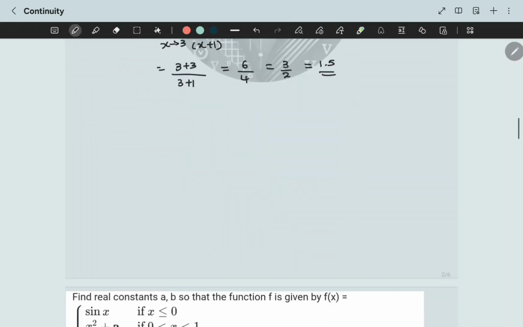So what can we say here? Since limit x approaches 3 f of x is equal to f of 3 and that is equal to 1.5, therefore f of x is continuous at x equals 3. I hope this is clear.